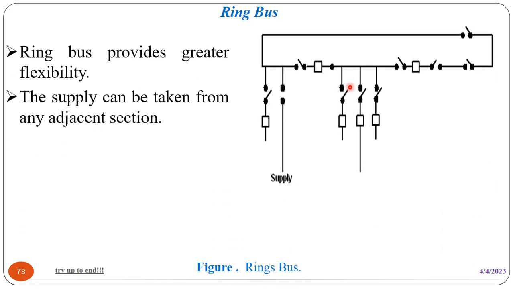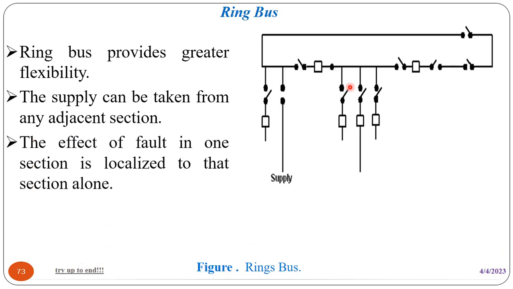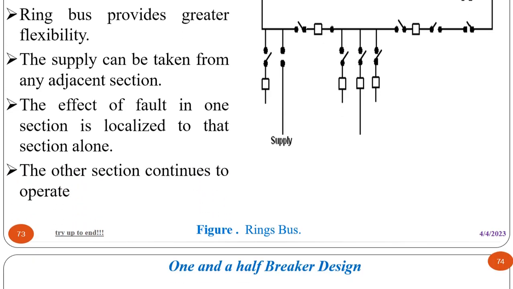Ring bus provides greater flexibility than the other schemes. The supply can be taken from any adjacent sections. So the effect of fault in one section is localized to that section alone because it's a ring section. The other section continues to operate.